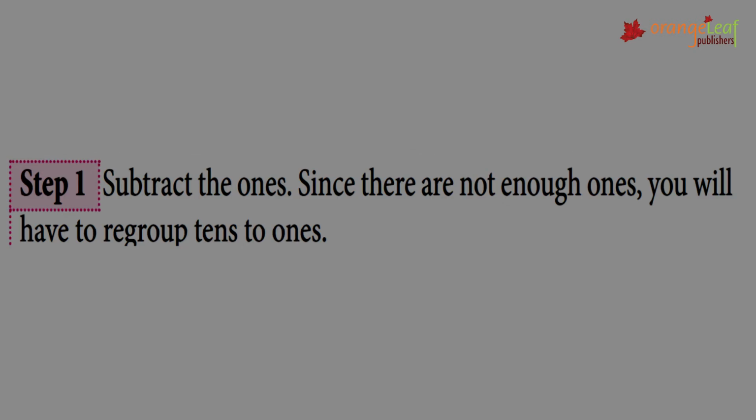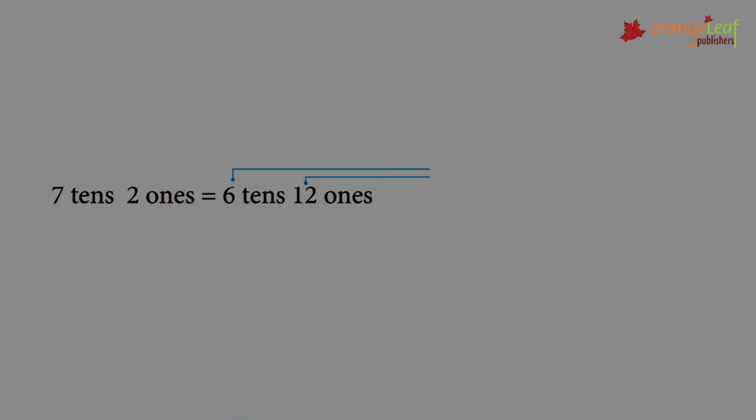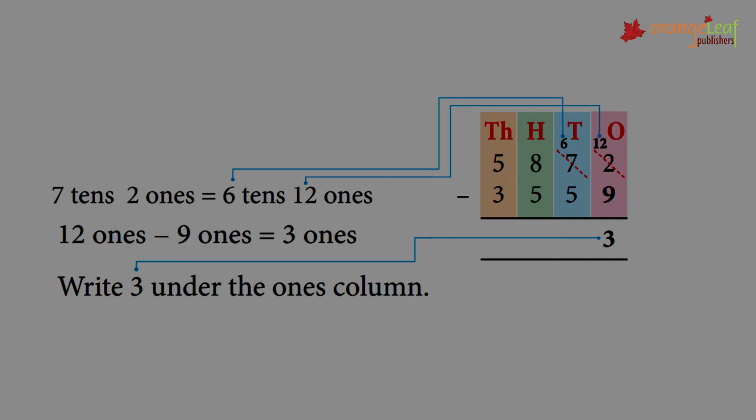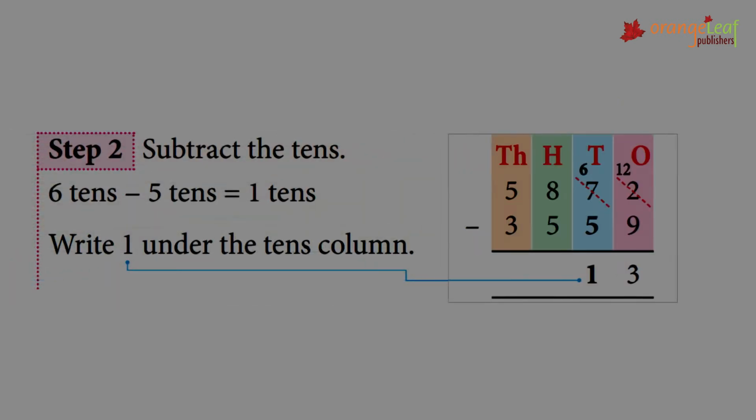Subtract the ones place. But since there are not enough ones, we are going to borrow from the tens place and put it on the ones place. For example, 7 tens, 2 ones would further become 6 tens and 12 ones. Therefore, 12 minus 9 is equal to 3. 3 comes under the ones column. Step 2. Subtract the tens. 6 tens minus 5 tens is equal to 1. 1 comes under the tens column.